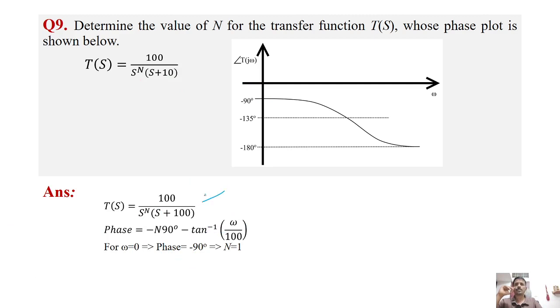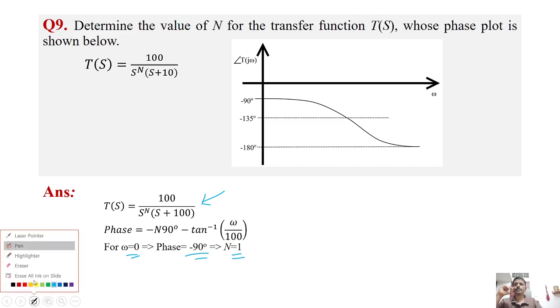So this is the transfer function. The phase will be equal to minus n into 90 minus tan inverse omega by 100, and we'll substitute omega equal to 0, and we'll get phase as minus 90 degrees. And substituting this, we will get minus 90 only when n equal to 1. So this is how we will solve this question.